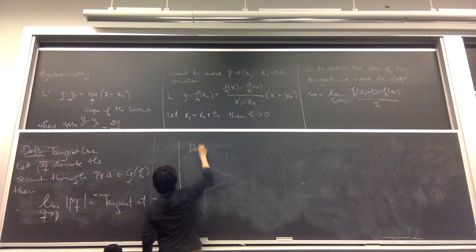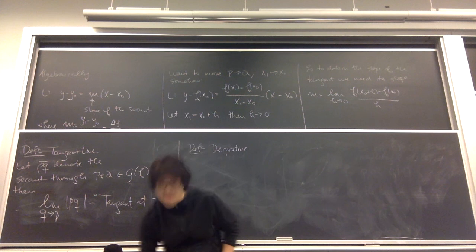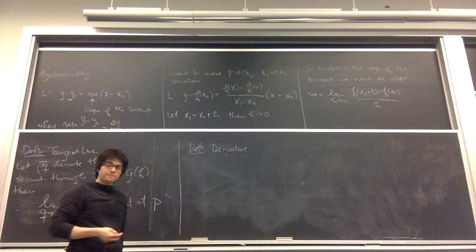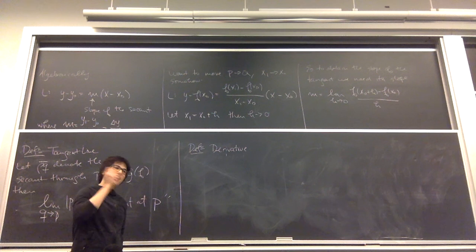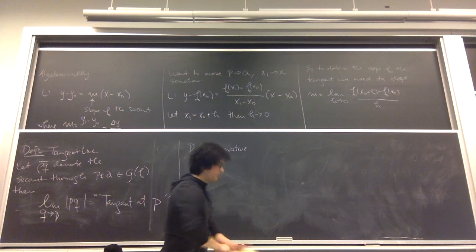Definition. Derivative. So what's the derivative? For those of you who may have learned this before. Yeah, that's right. So they give you a function f at x. Its derivative at x is the thing telling you what the slope of the tangent is. It's another function which is very useful. It's going to help us very quickly form these tangent lines. So the derivative, let's write that. I'm going to do a lot of definitions, then we'll do a lot of examples.